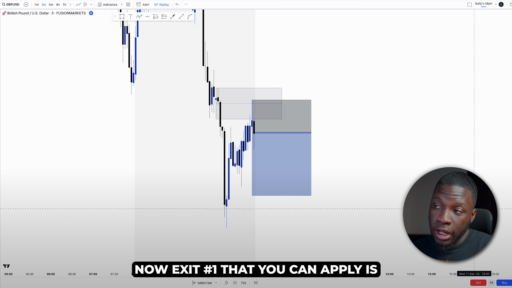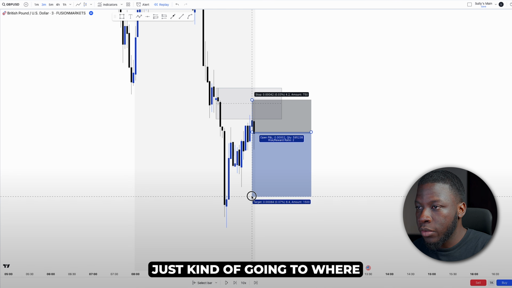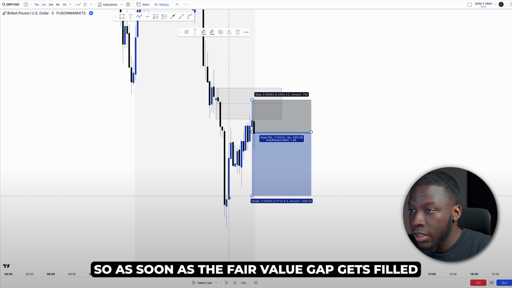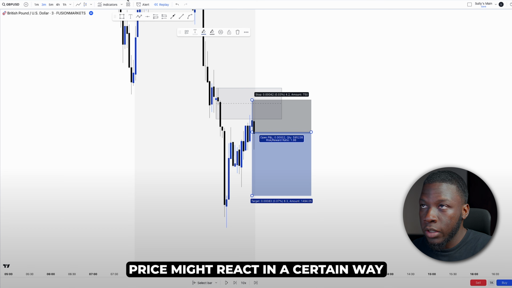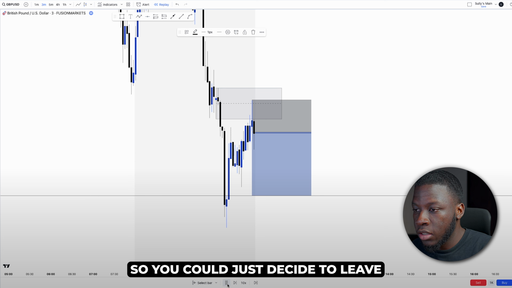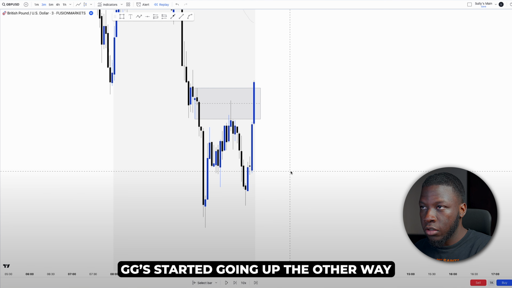Now, exit number one that you can apply is fair value gaps, right? Nice and easy. Just go into where the fair value gap gets filled, because you know how important they are now. As soon as the fair value gap gets filled, price might react in a certain way. And right now we have a fair value gap that goes all the way down here. So you could just decide to leave as soon as that gets filled. Boom. Got filled, price done, GG's, it started going up the other way.